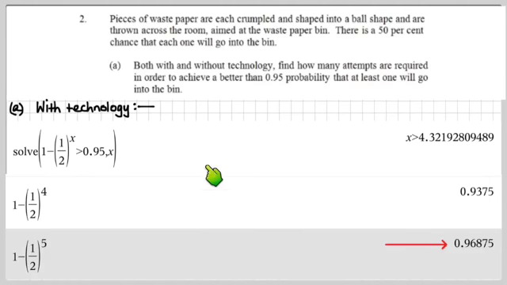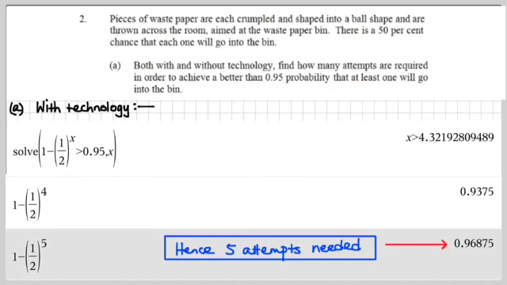Okay, you work it out for each integer either side of that decimal number, for 4 and for 5. Always do that, because if you're in an exam setting, you're a little bit stressed, you may not be thinking as clearly as you need to, so just let the CAS do the work for you. So this one here is less than 0.95 probability. This one here is more, and of course that's the one we want. Fantastic. Okay, so 5 attempts needed.